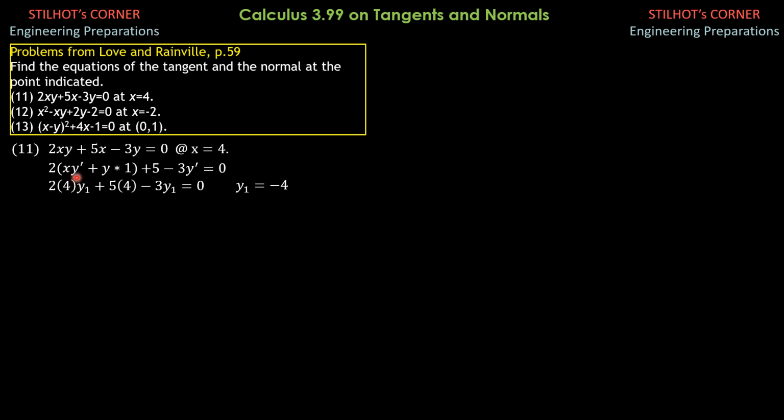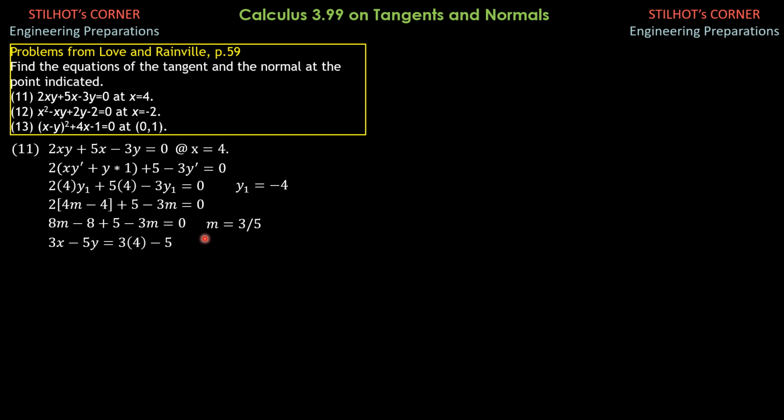Then for the slope of the tangent, let's substitute here. x is 4 and y is negative 4. So 2 times quantity 4m plus y, which is negative 4, plus 5 minus 3m equals 0. So we have 8m minus 8 plus 5 minus 3m equals 0. 5m equals 3. So m equals 3/5. If the slope of the tangent is 3/5, the slope of the normal is negative 5/3.